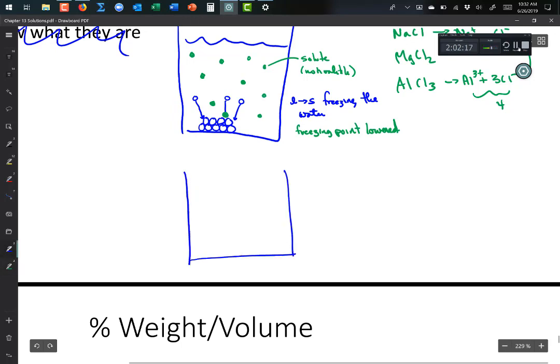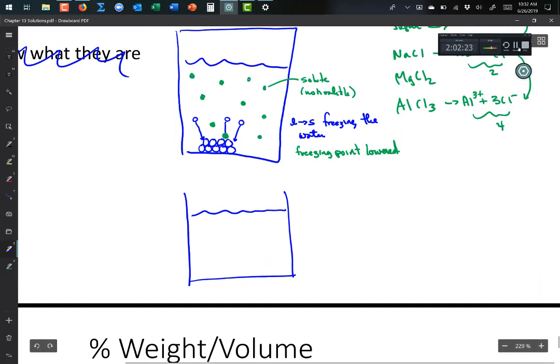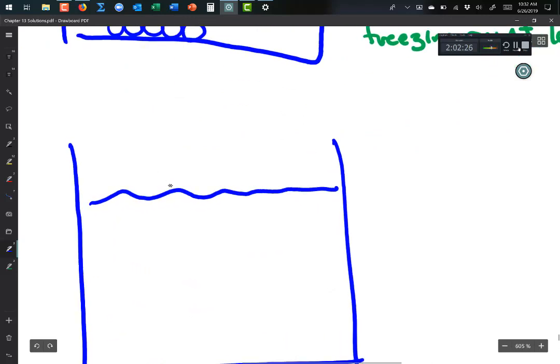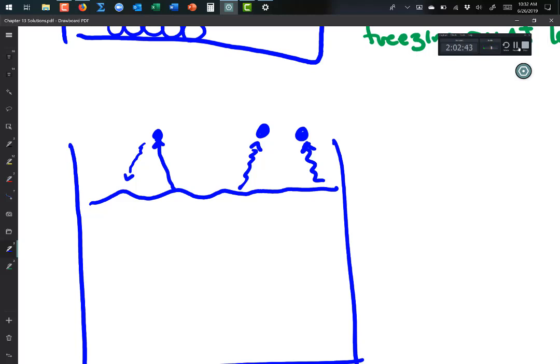Here's my same container, same solution, but now we're going to zoom in at the top, and when we're vaporizing, the particles are going to the gas phase, right? They're actually also condensing at the same time, just like in a solid and a liquid. It's always going both ways. It's kind of an equilibrium is what we talk about. So these gas particles are leaving, and now what you do is you put these non-volatile particles in here. Some of them will be at the surface. The majority of them will be on the inside.